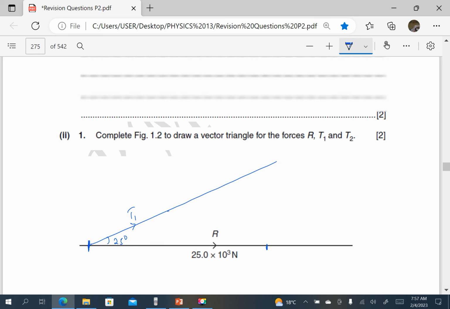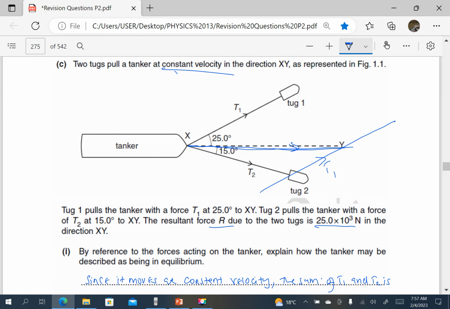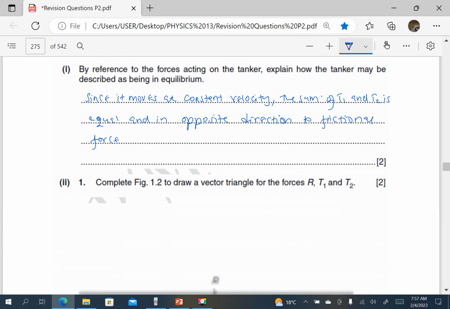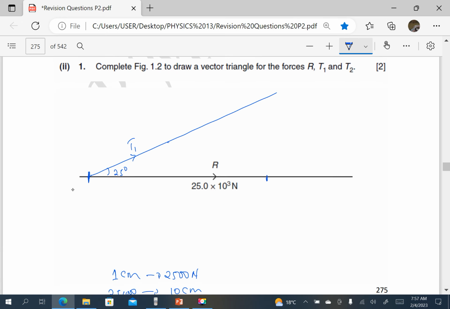Let's see which angle T2 makes with the horizontal. T2 is making an angle with the horizontal which is still 15 degrees, because this angle here is the same as that one. So I'm going to measure 15 degrees from the horizontal where the 10 centimeters stop on the horizontal line. Here I'll put a protractor and measure 15 degrees from the left.